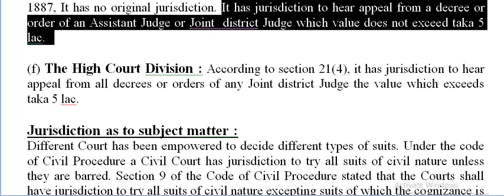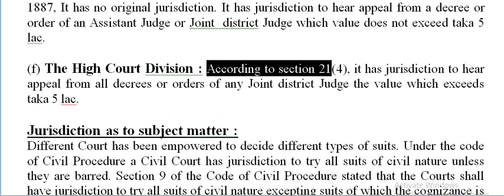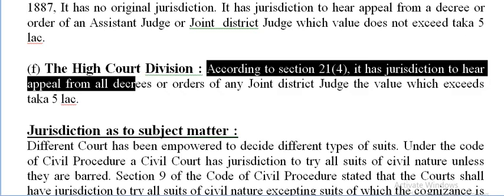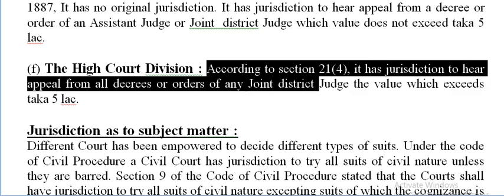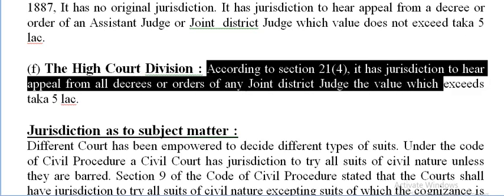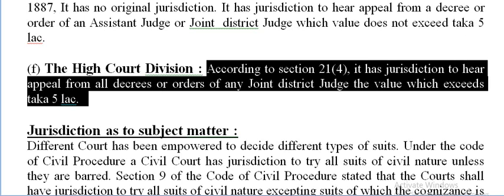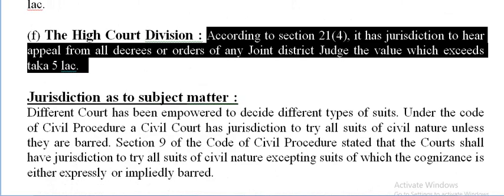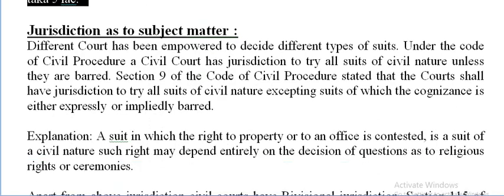Okay, next, lastly, now we are going to discuss the High Court division. According to Section 21, subsection 4, it has jurisdiction to hear appeals from all decrees or orders of any joint district judge, the value of which exceeds Taka 5 lakhs. If the value exceeds Taka 5 lakhs, the matter will be heard by the High Court division. Otherwise, under 5 lakhs, the matter will be heard by the court of district judge or additional district judge.